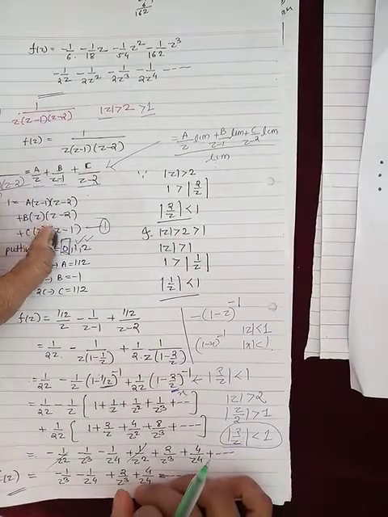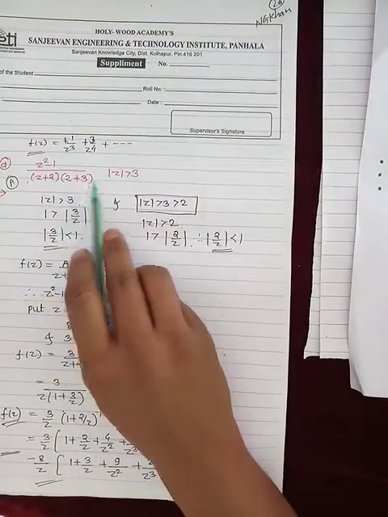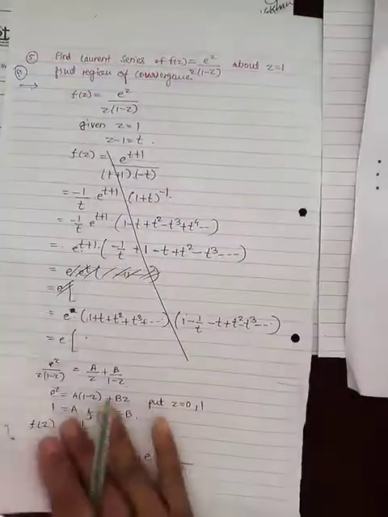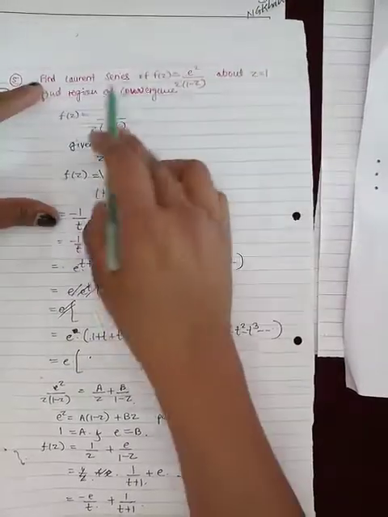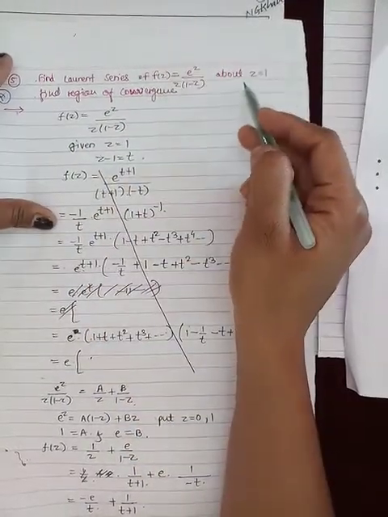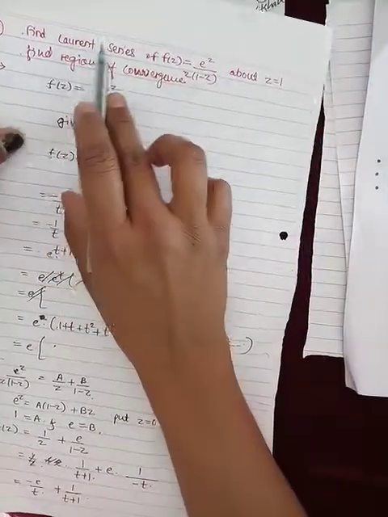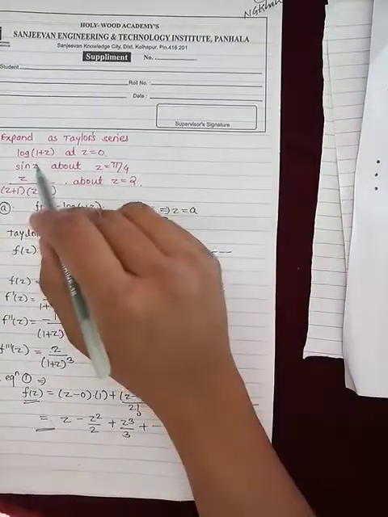This is again for your assignment. Next is again for assignment. This is the same example. This is again for the assignment. This is again the same, about z equal to 1. Just take it as an assignment. These are some exercise examples.